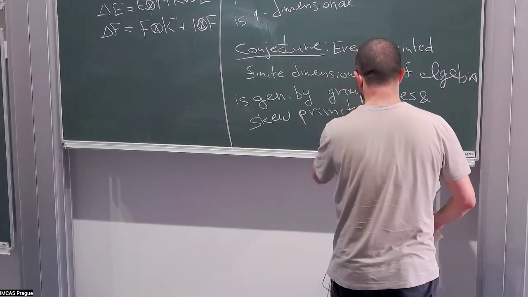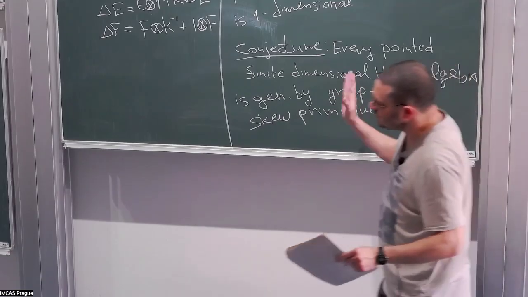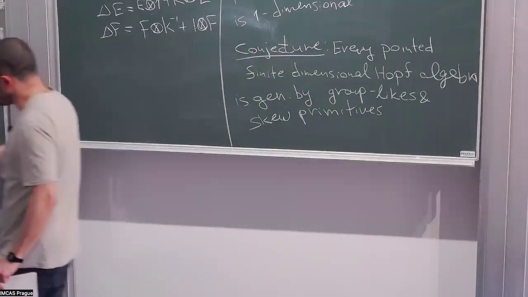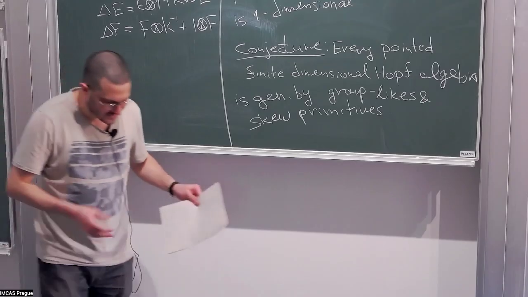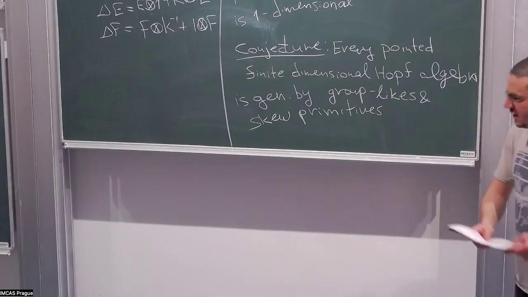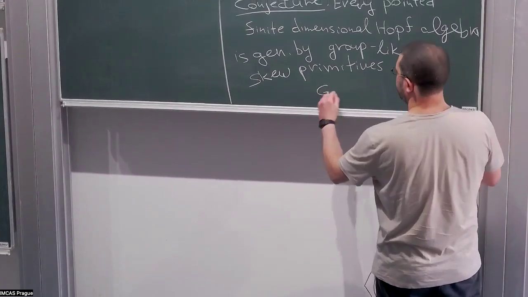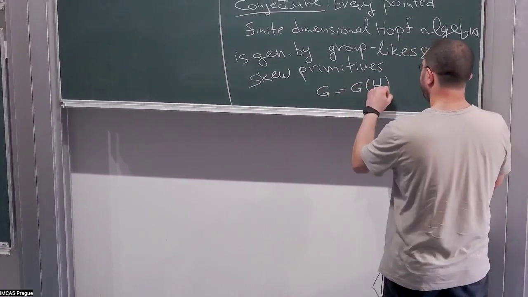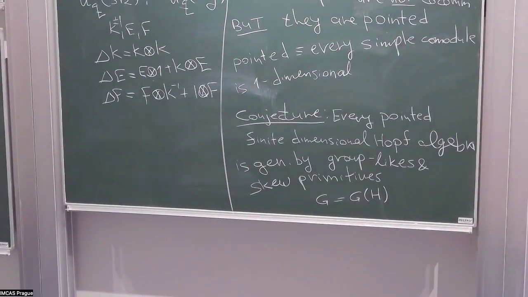Important to say that most of the time I will assume here that my field is algebraically closed and of characteristic 0. In characteristic p, this can break down even quite easily. So let us write G equal to G(H), the group of group-like elements. And actually, there is quite a lot that is known about this thing. So I want to get it right.